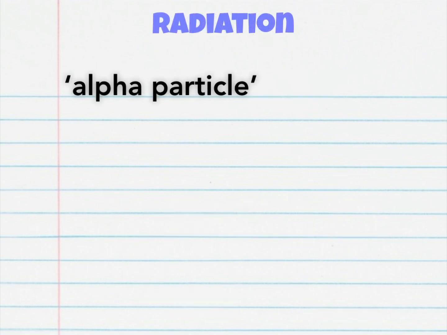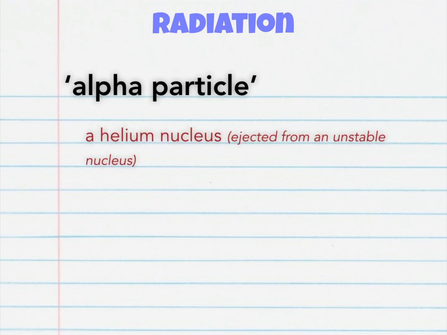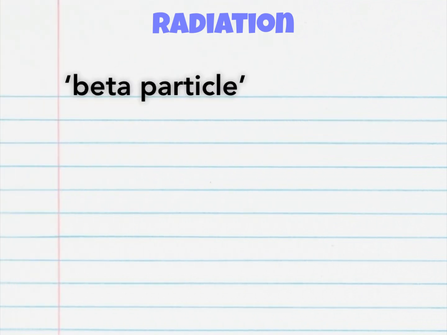We'll begin by looking at the 3 different types of nuclear radiation. Our first definition is alpha particle. An alpha particle is a helium nucleus, ejected from an unstable nucleus. Alpha particles are positively charged, move at roughly 5% of the speed of light, and are the most ionising type of radiation. Next up, we have the beta particle.